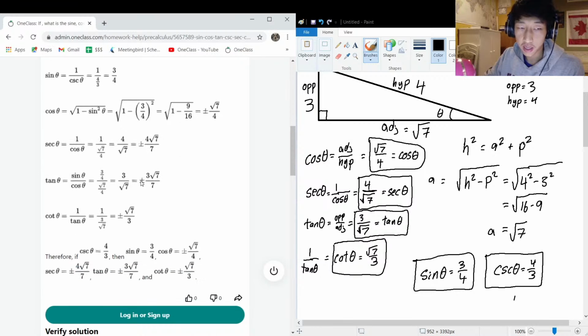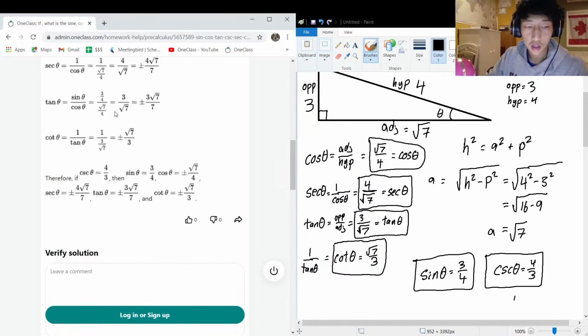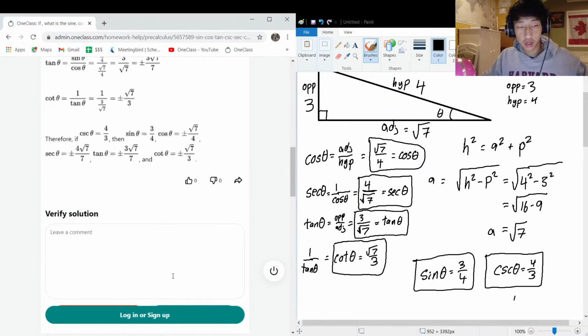And then 3 over root 7 for tan, root 7 over 3 for cotangent, and sine is just the inverse, so that should be 3/4 for sine theta. Yeah, exactly. Exactement. Très bien. Very good. So here, the solutions are good.